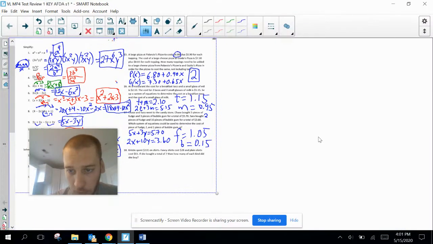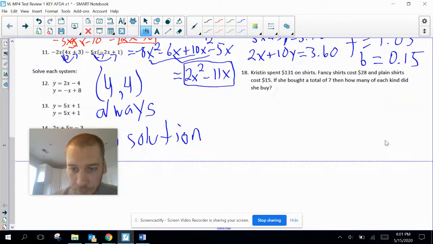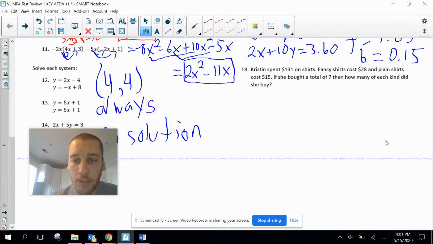All right, last one. Let's see. So Kristen spent $131 on shirts. We got fancy shirts and plain shirts. So fancy are 28, plain are 15, and we got a total of 7. So we got 2 things going on. We got fancy shirts, we got plain shirts. So if you add up all of the fancy shirts plus all of the plain shirts, how many shirts all together?